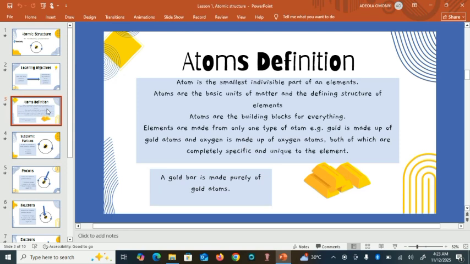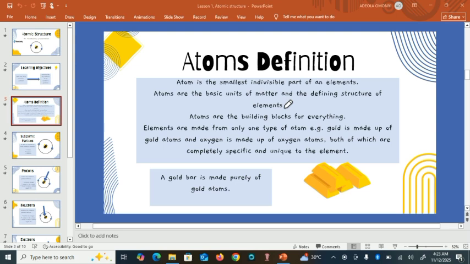Atoms, by proper definition: an atom is the smallest indivisible part of an element. Atoms are the basic unit of matter and the defining structure of elements. It is the one that defines the structure. It is the building block.